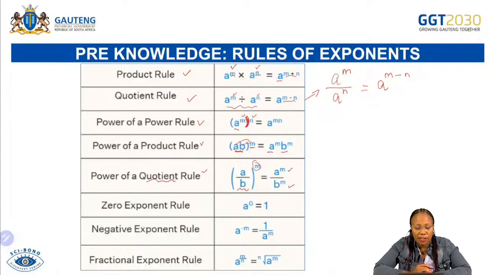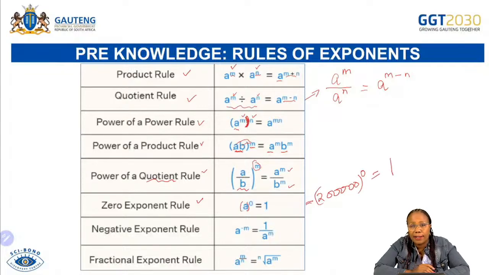And then we have the zero exponent rule, and any number raised to the power 0 is equal to 1. You must ensure that, it doesn't matter how big the number is. It can be 200,000, grade 12. As long as you take this number and you raise it to the power 0, it will just become a 1. It loses its value to 1 now.